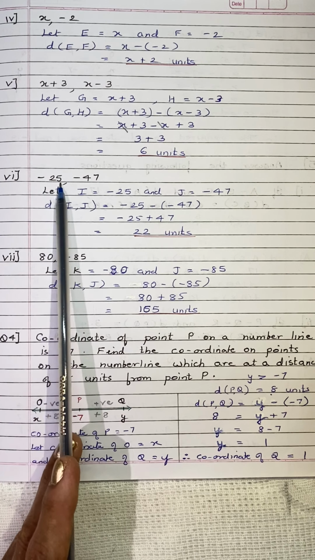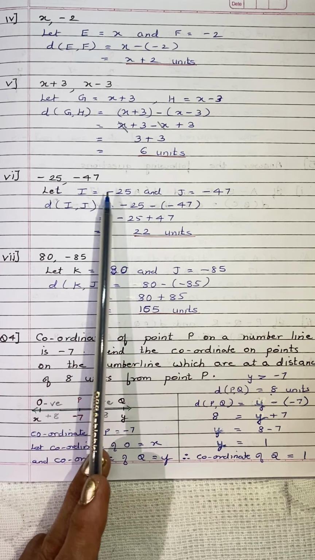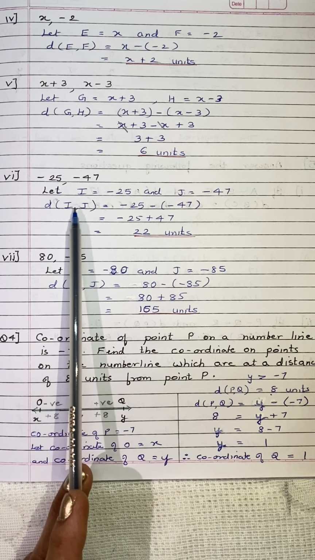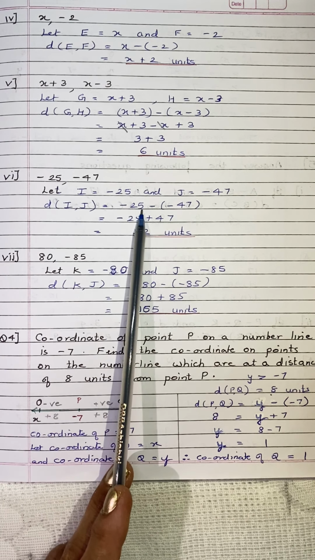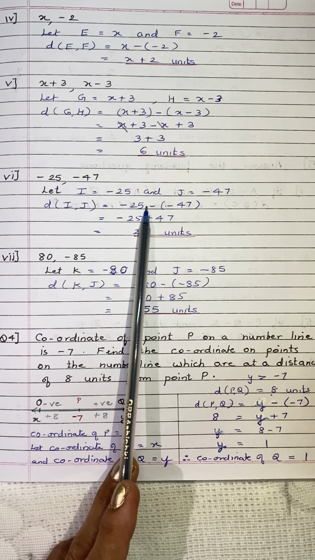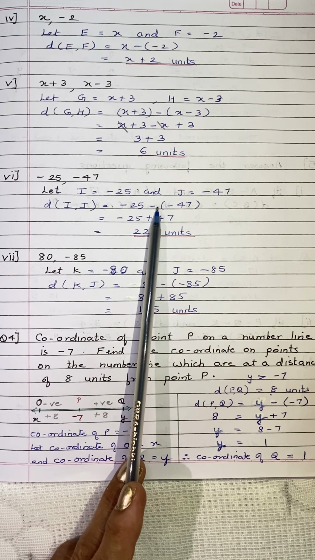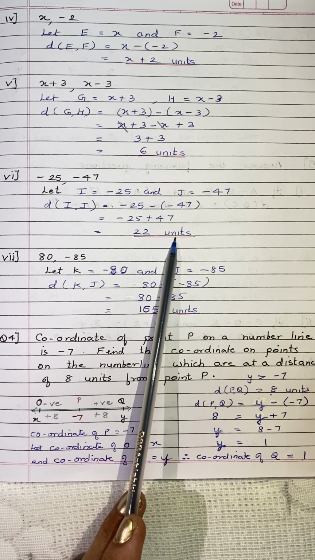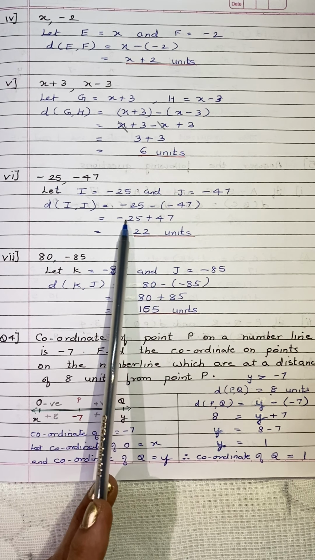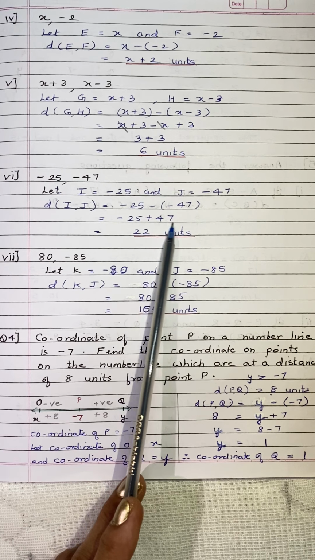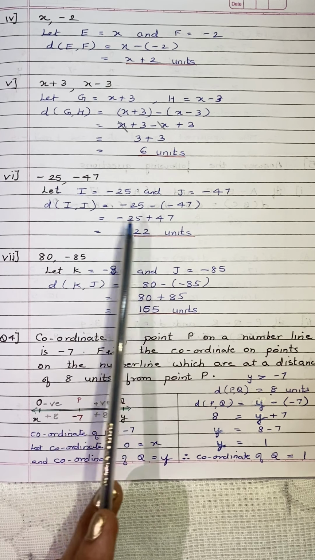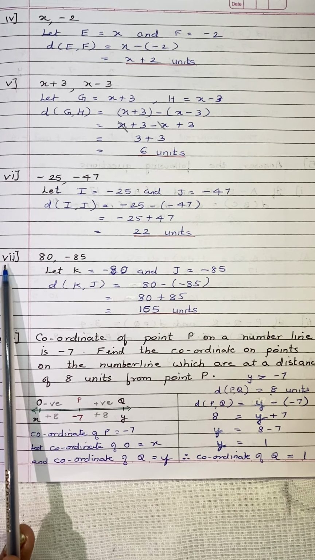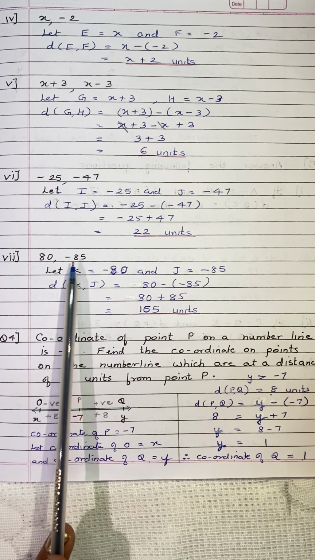Sixth one, negative 5, negative 47. Let I be negative 5 and J be negative 47. Distance between IJ is equal to bigger number minus smaller number. So negative 5 minus into minus plus 47, which gives us 42 units. That is negative 5 and positive 5 from 47 gets cancelled, becomes 0, and left over are all positive units. That is 42 units.